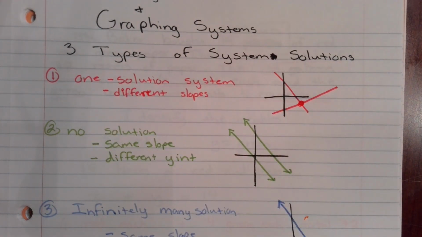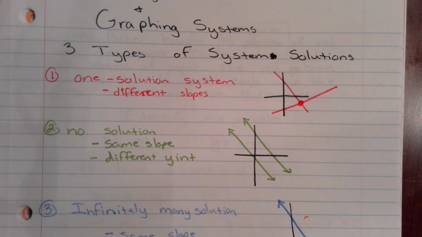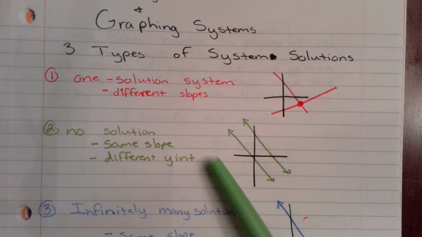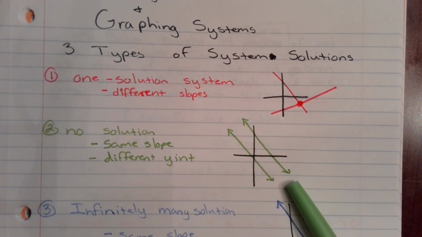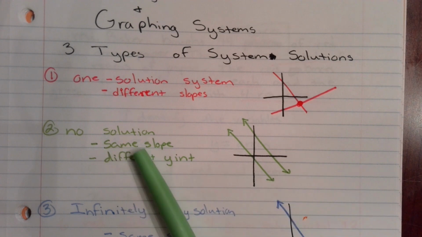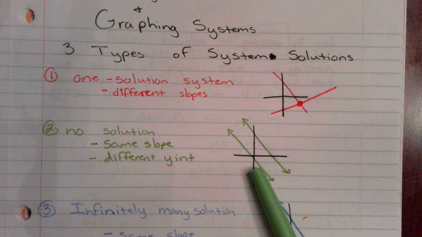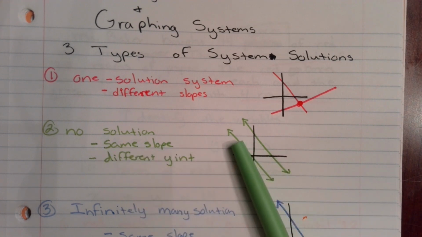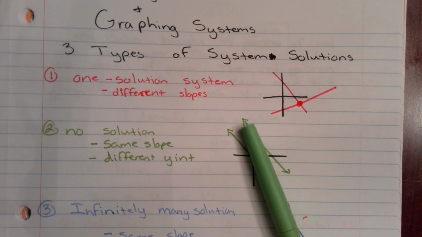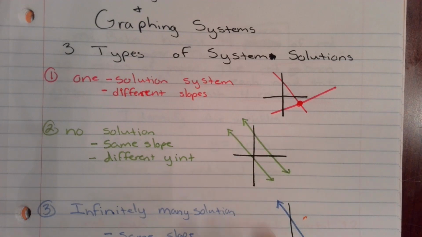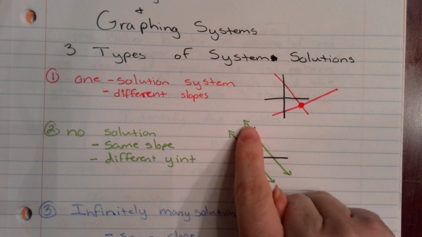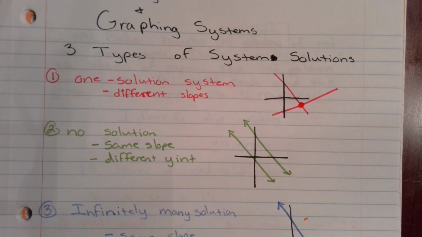If it is a no solution problem, it created those parallel lines because they have the exact same slope, meaning as one of them goes up and to the right, the other one goes up to the right the exact same amount. But they have different y-intercepts. They're going to cross the y-axis at a different point.